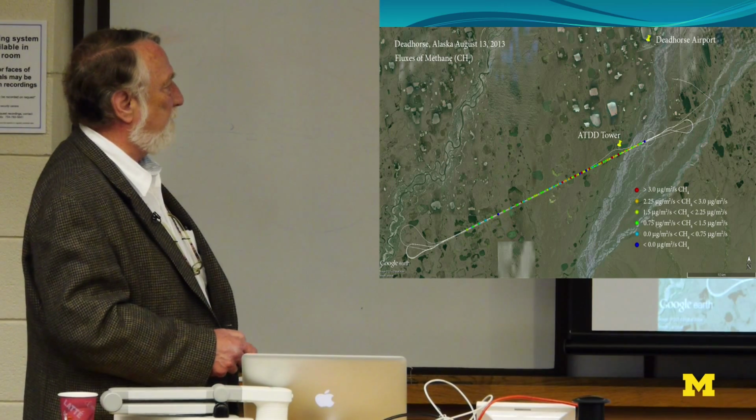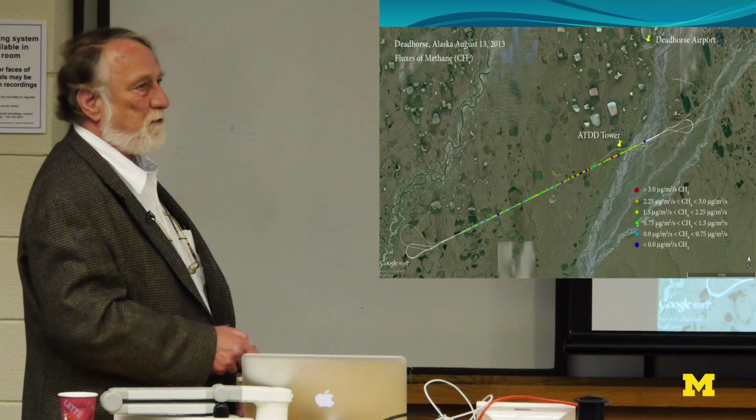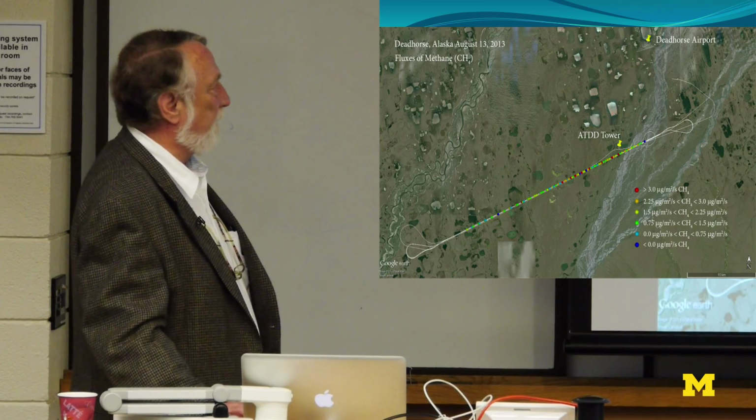Typically 1.5 or 2 micrograms per meter squared per second is about right. But when you get into greater than 3 micrograms, that's truly a hot spot. And it's certainly probably due to the permafrost melting.